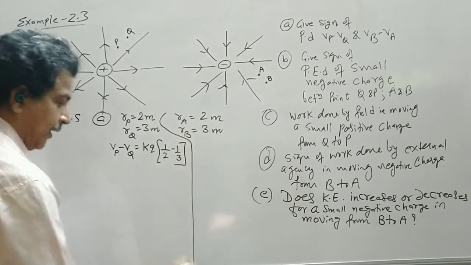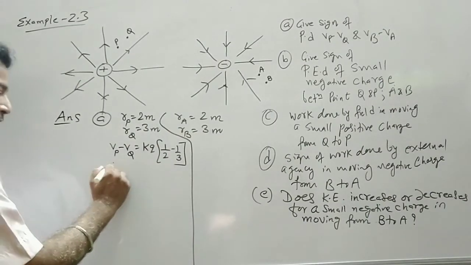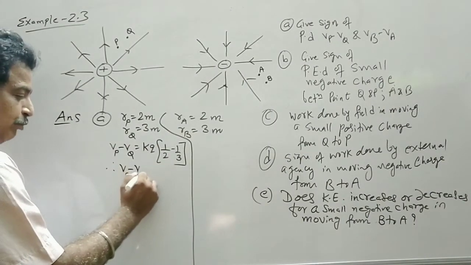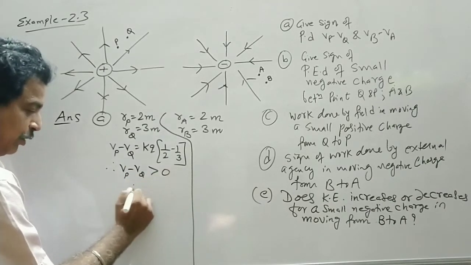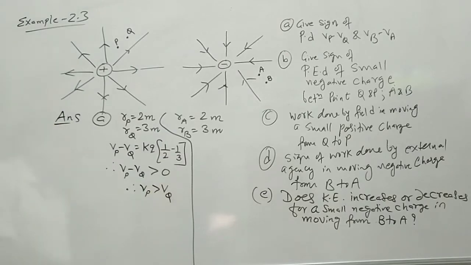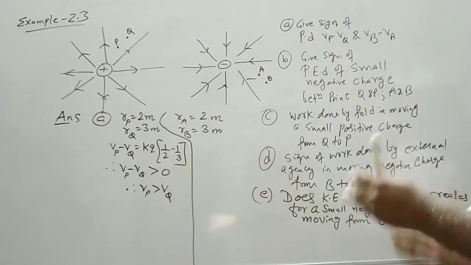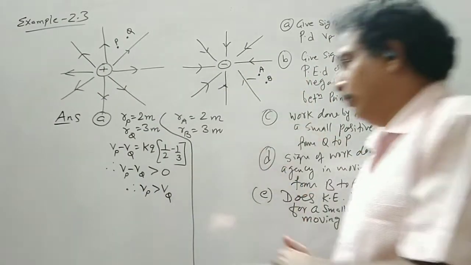So now you see that this value comes out to be positive. Therefore, VP minus VQ is greater than 0. Therefore, VP is greater than VQ. So the mental energy explanation is difficult; it is easier to take the values and apply the formula.